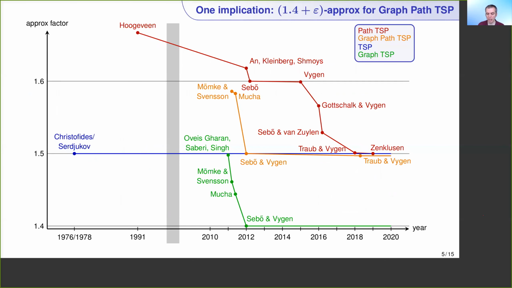So this immediately implies that the gap I highlighted before can now essentially be closed. With this result, you can now get a 1.4 plus epsilon approximation for the graph version of TSP. But I think what is more important is that from now on, this discrepancy between approximation results of TSP and path TSP is gone, up to an arbitrarily small error, even if further improvements will be found soon.